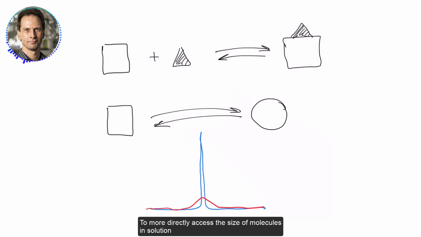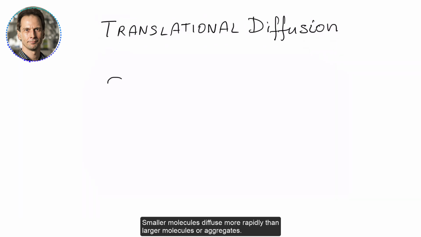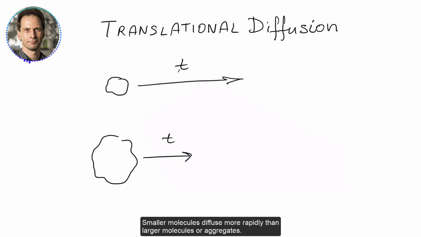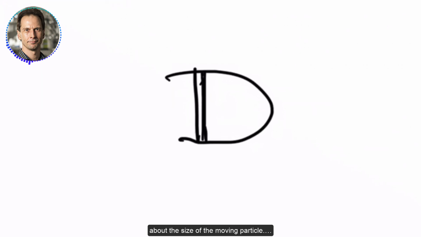To more directly access the size of molecules in solution, we will measure their rate of movement or translational diffusion. Smaller molecules diffuse more rapidly than larger molecules or aggregates. We can detect this translational movement and calculate the diffusion coefficient. This quantity will contain information about the size of the moving particle.